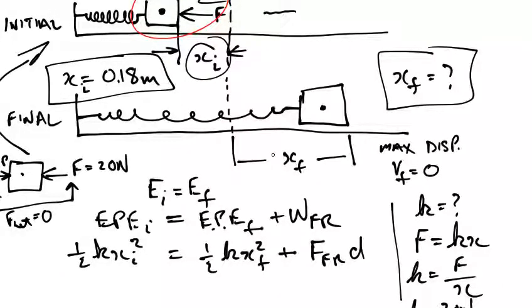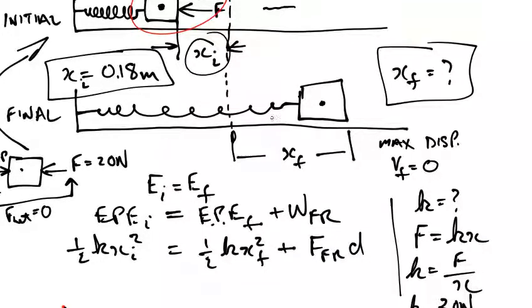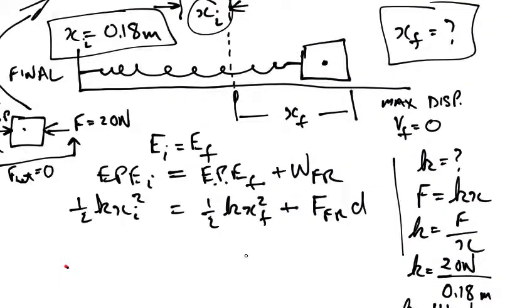It's to find xf, the final position beyond equilibrium here. So we could solve for xf. However, there is a little hitch here, and that is, what is d? You see, this d, is it xf? It's not.